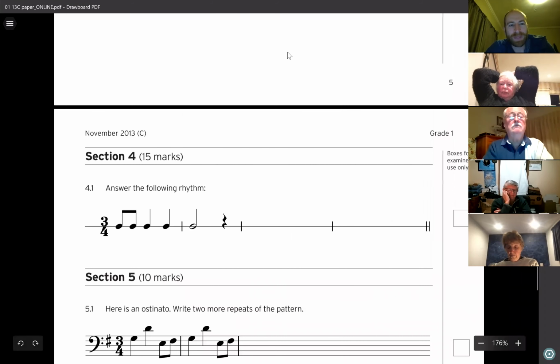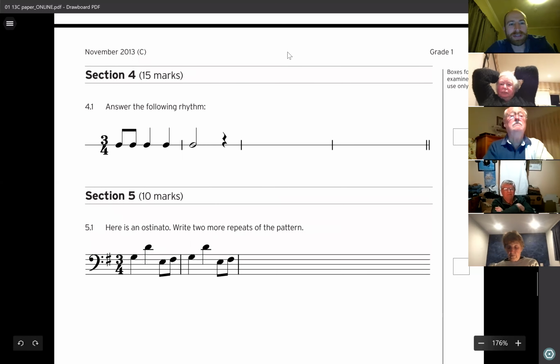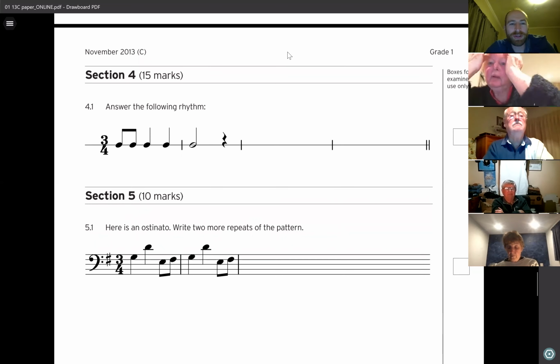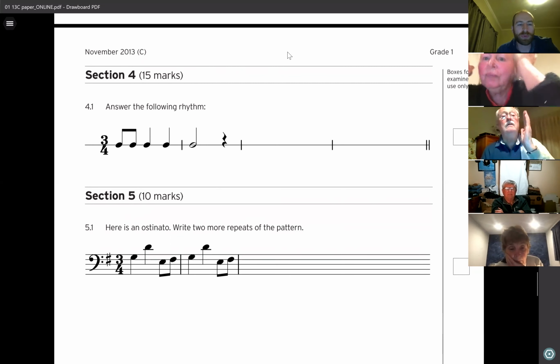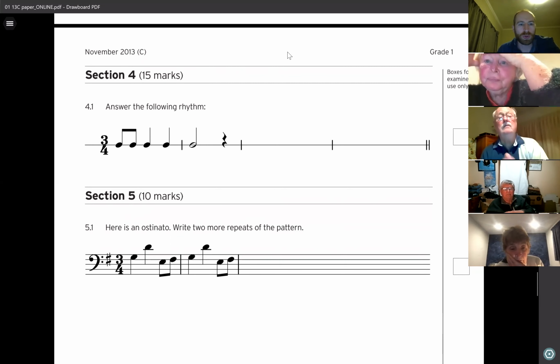Section 4 is an interesting one. It just says, answer the following rhythm. You can write whatever you like as long as it fits into the time signature. So there are any number of answers to this, right? So here's what they've written. So we're in 3/4. 1, 2, 3.